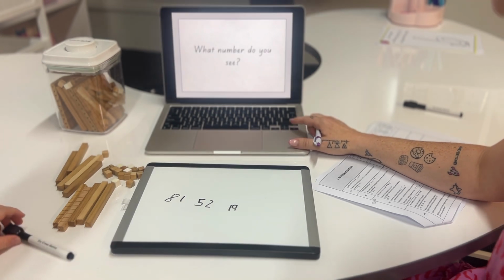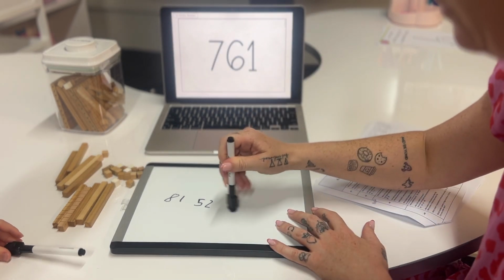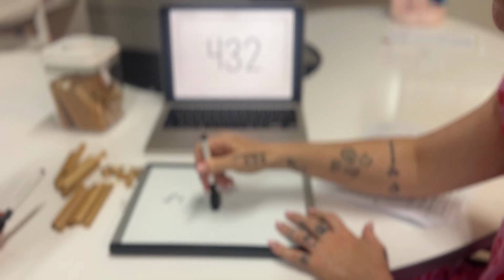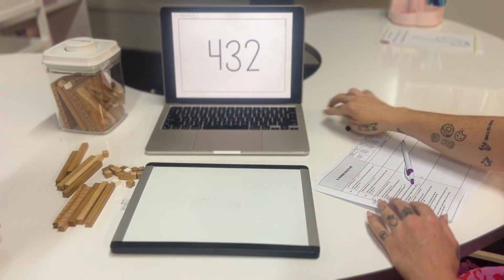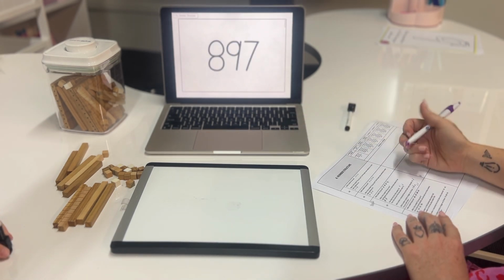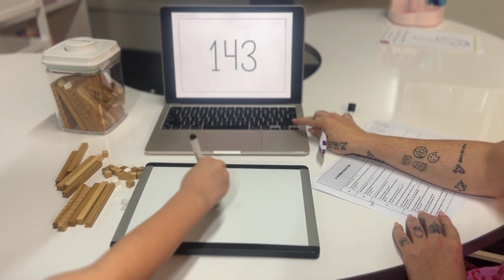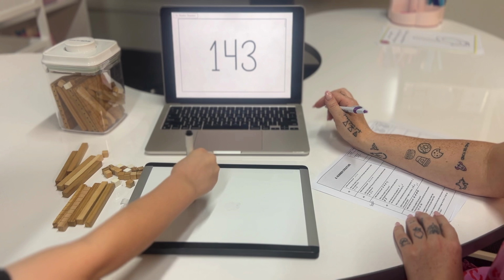I know. All right, now what number do you see this one? 761. Oh my gosh. This one? 432. This one? 804. Oh my gosh, you're so zoomy. This one? 897. Awesome. All right, this one here. What number is this one?